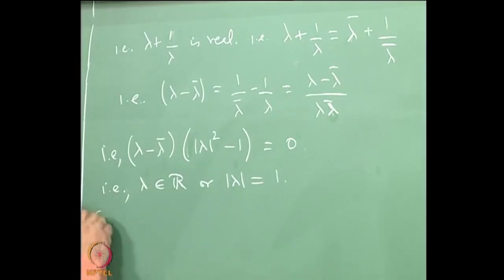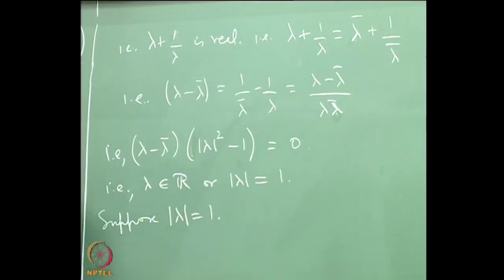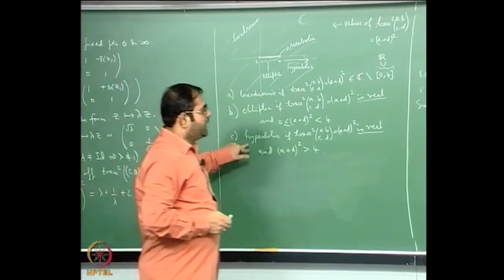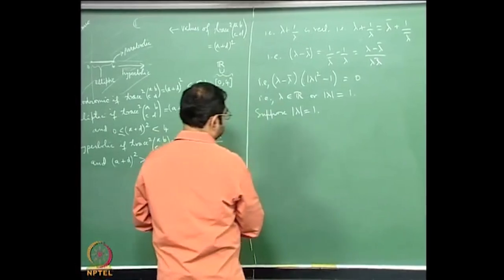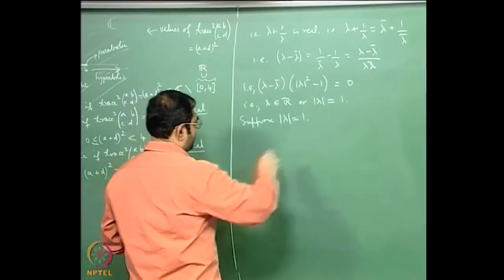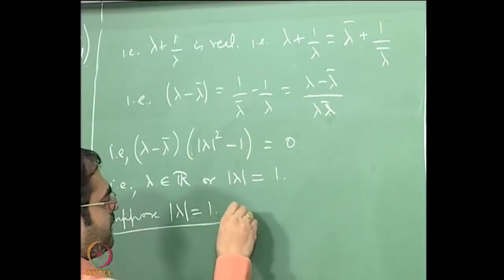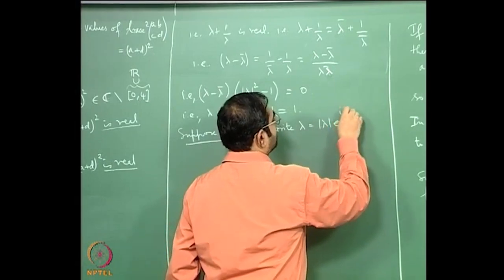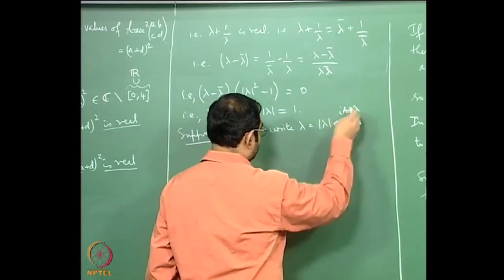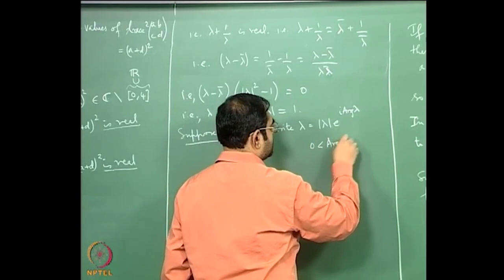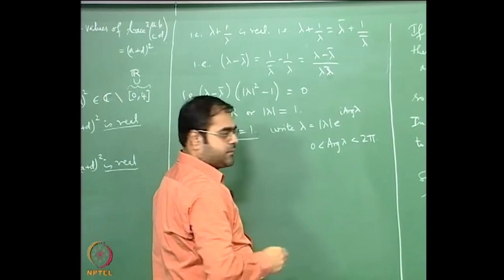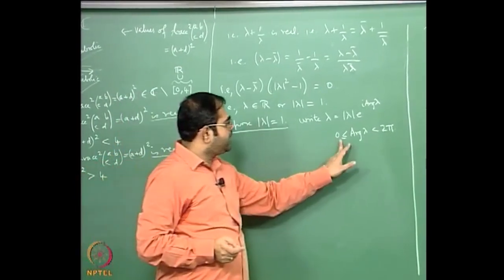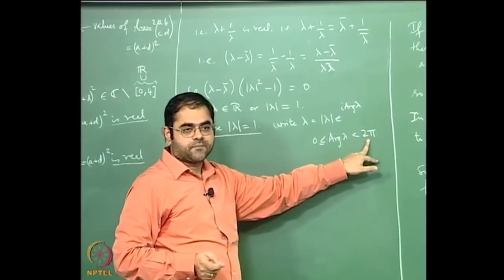Let's investigate these conditions. Suppose mod lambda is 1. We'll show that mod lambda is 1 is the case when it is elliptic, okay. Why is that true? Well, you write lambda as mod lambda e power i argument of lambda, okay. And well, 0 is less than or equal to argument of lambda, which is less than 2 pi. So the argument should vary over an interval of length 2 pi, right. And of course I exclude 2 pi and I include 0, okay.